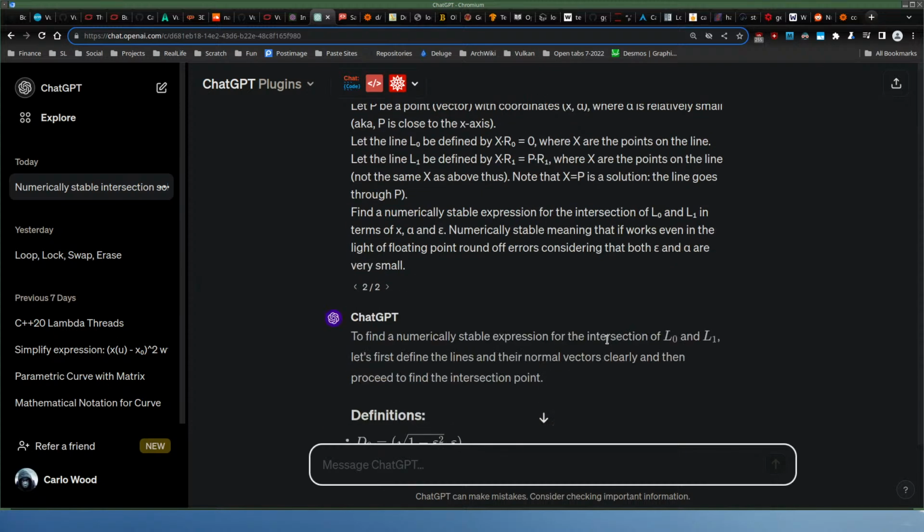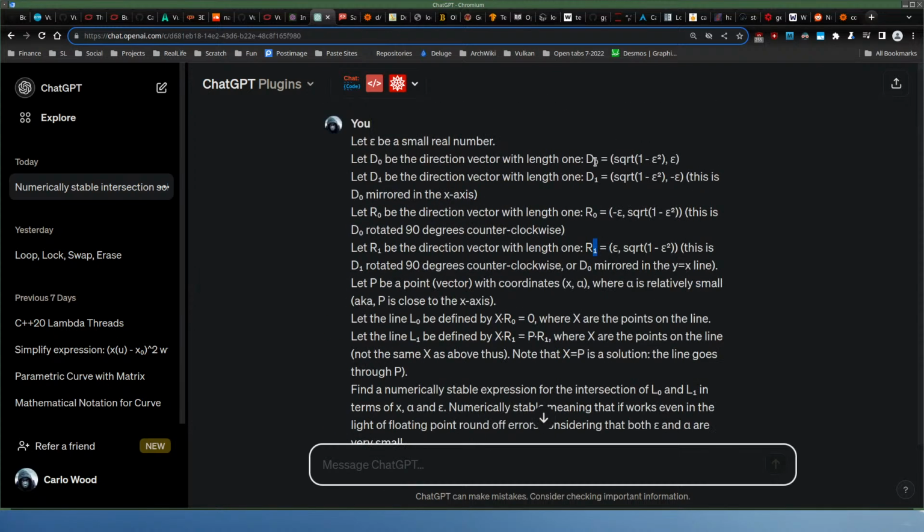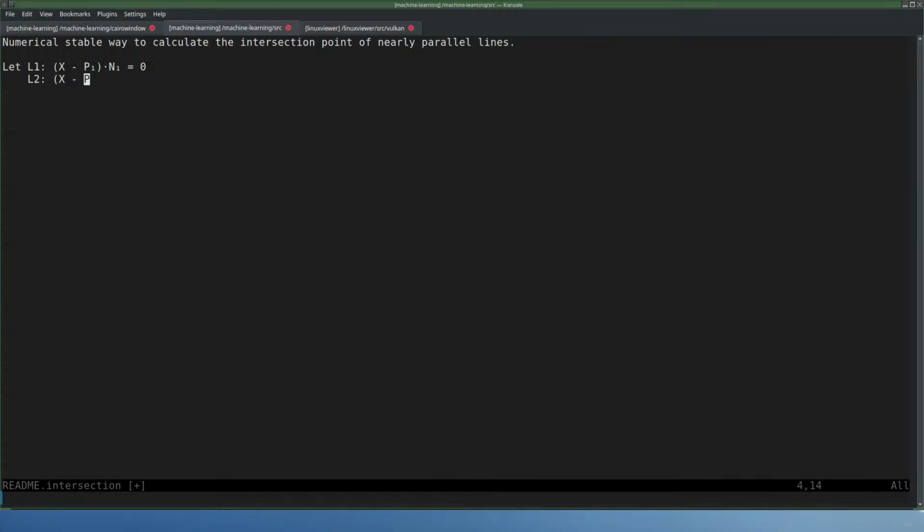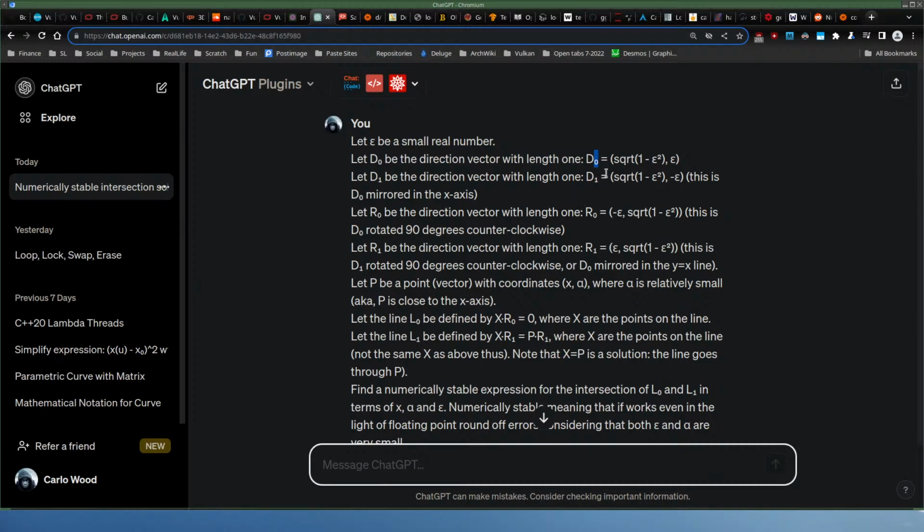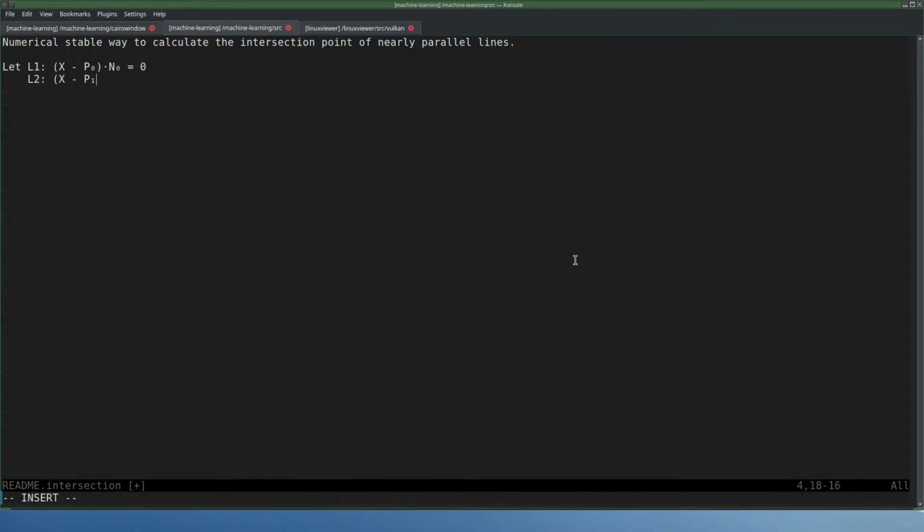Okay, I'll use 0 and 1 instead of 1 and 2. The first one is a line that goes through P0.